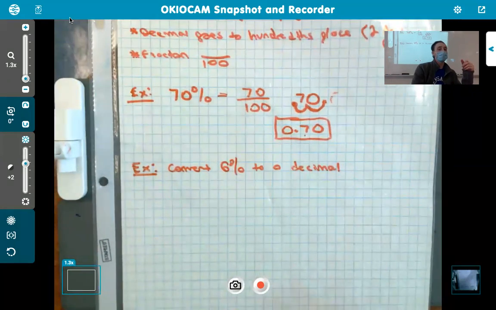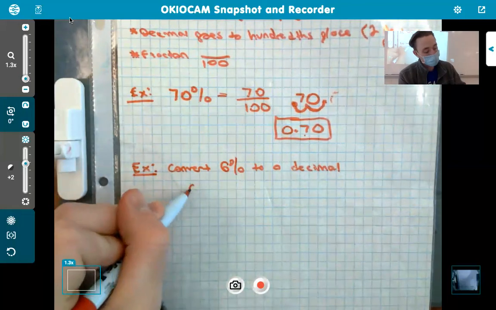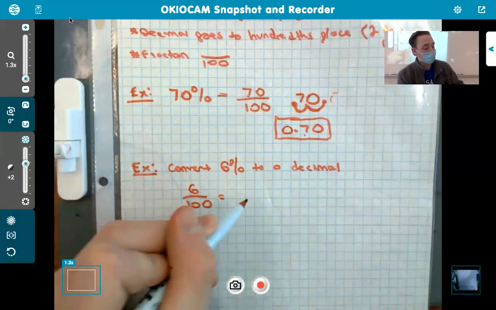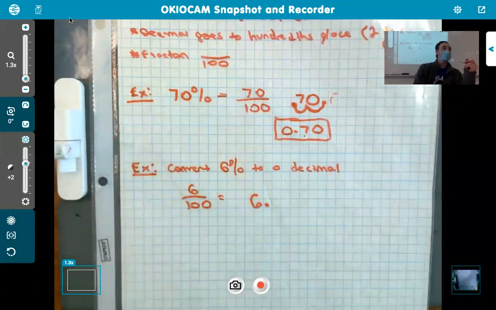So judging off of what we did the first time, what would be the first thing that I want to write? Because in the first example, I took that 70, I put a decimal point at the end. What might I want to do here? 6 over 100. Okay. So we'll write 6 over 100, which we know is just 6. And I'll put a decimal place at the end, right?